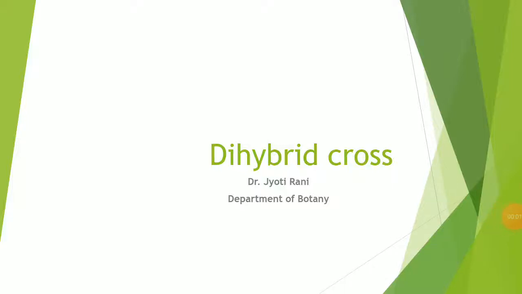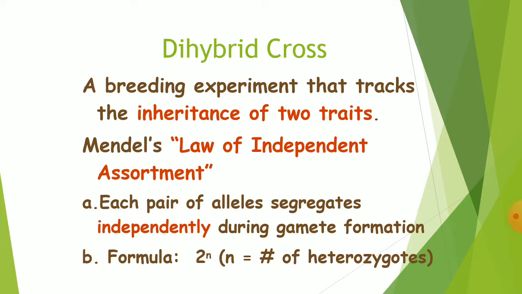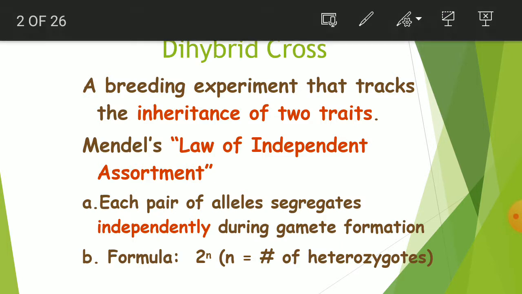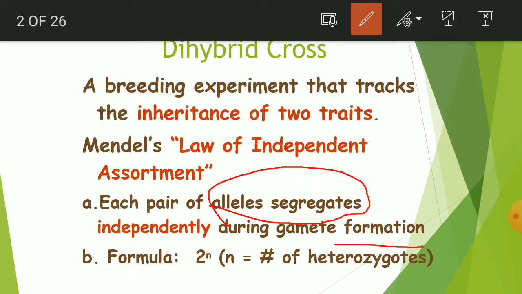Hello students, today we will start our next topic, that is dihybrid cross. In a dihybrid cross, we track the inheritance of two different characters, and this experiment was given by Mendel. He proposed the second law, the law of independent assortment: each pair of alleles segregates independently during gamete formation.